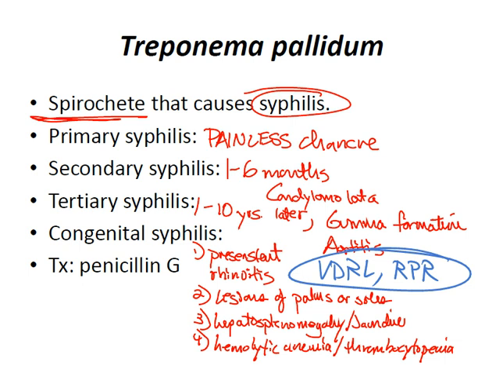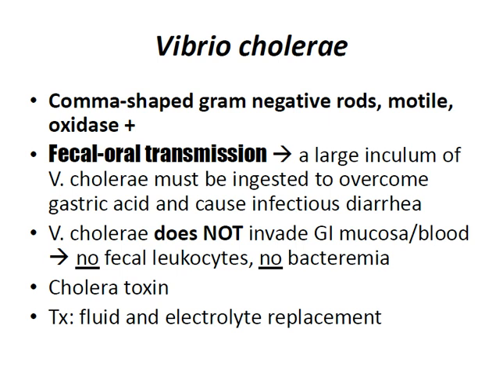Now, if the VDRL or RPR tests are positive, then confirm with a FTA-ABS. That's what you confirm it with, the FTA-ABS, which stands for fluorescent treponemal antibody absorption test, which is a very specific test for syphilis. The FTA-ABS. So, Vibrio cholerae.